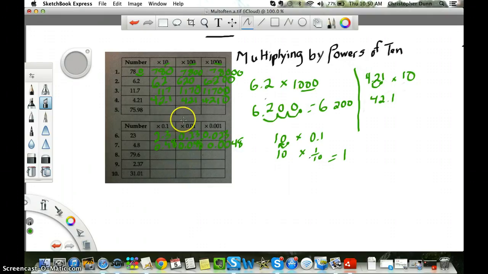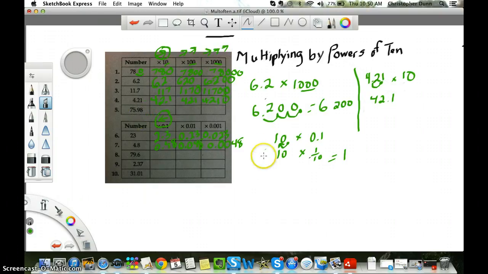So when you're multiplying here, you're going that direction, one space. And when you're multiplying with a 10, you're going one space that way. Here you're going two spaces that way. And here you're going three spaces that way.